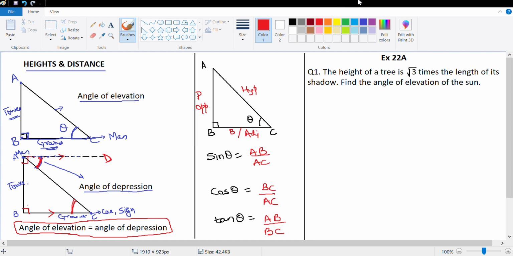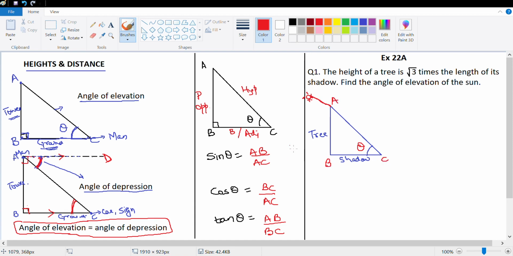Let's look at question number 1. Question number 1 says the height of a tree is √3 times the length of its shadow. So let's look at a rough diagram. Okay, so this is my rough diagram. This is our tree. This is the shadow that will form on the ground, and this is the angle of elevation of the sun. Where's the sun? So the sun will be somewhere here. This is our sun, and the sun ray is falling on this tree. That's why the shadow is being formed. So this is the theta that we are talking about. This is A, B, and C.